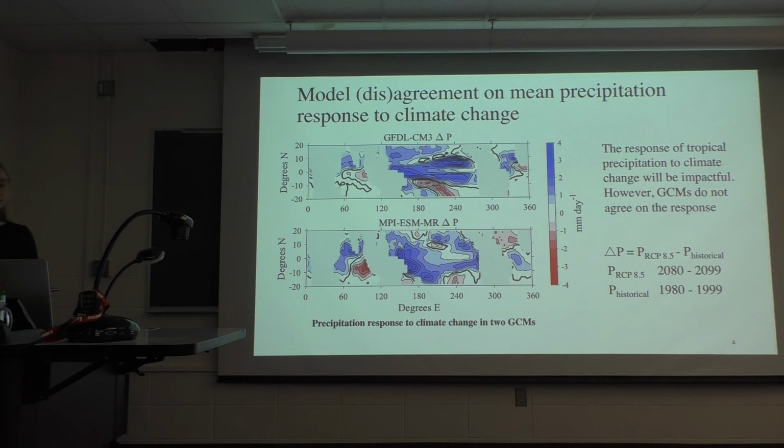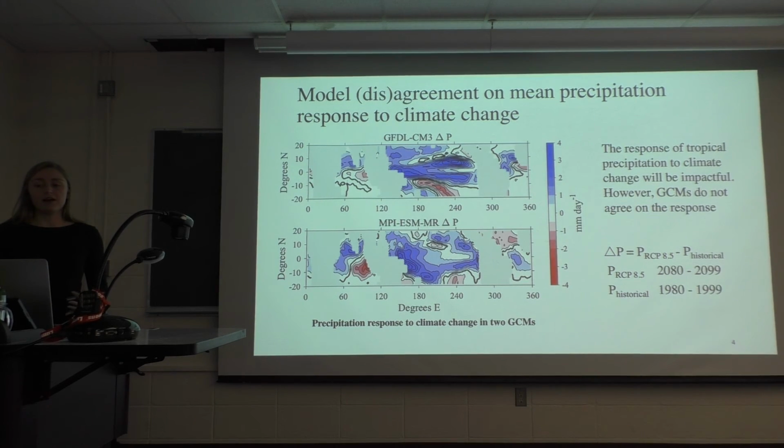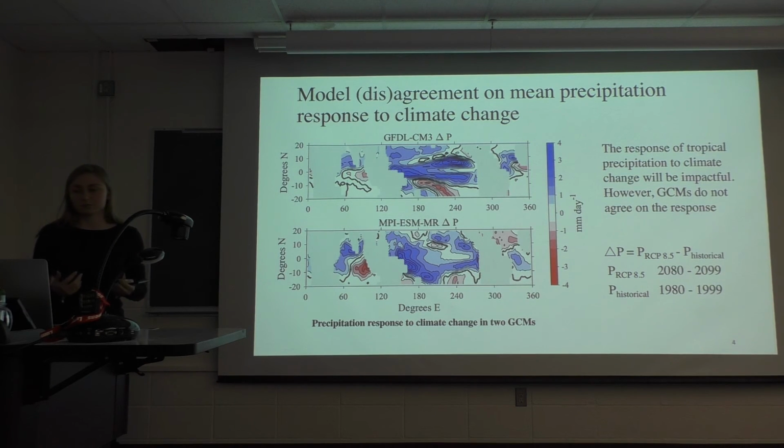So here what I've done is I've picked two different models that have very, very different precipitation response patterns. Both are responding in a very big way to climate change, but they differ in their pattern. And so this makes us want to study what the GCMs are doing, what are the mechanisms that are producing these very different patterns.